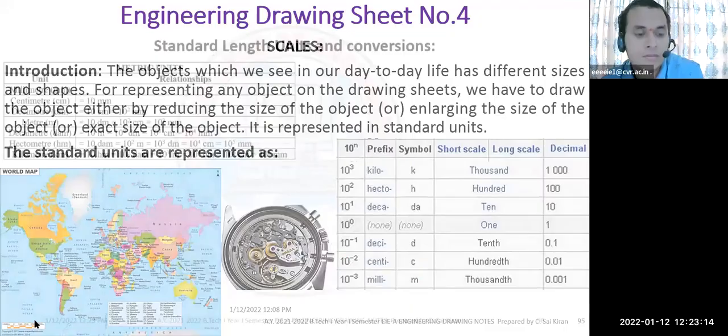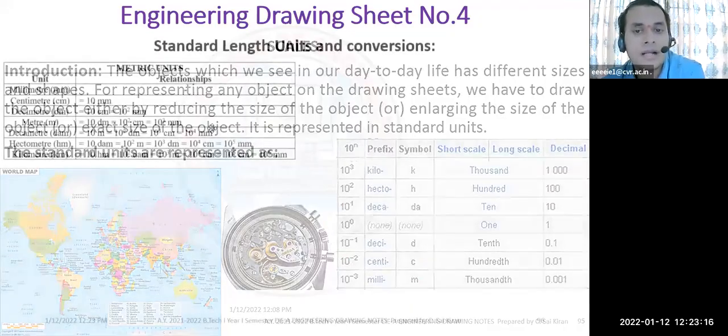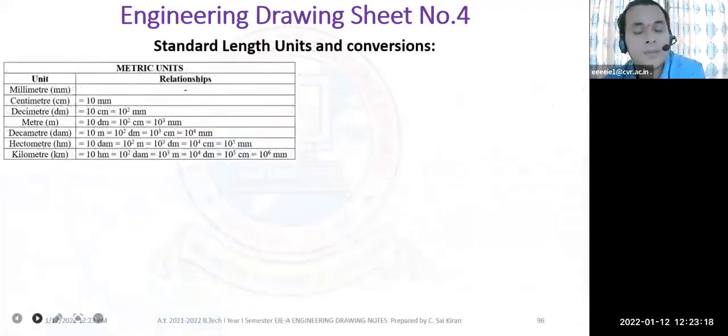So there are two types of units: metric units and imperial units. A few countries use metric units, and a few countries use imperial units. I gave the relationship between meter, decimeter, centimeter, millimeter, and between meter, decameter, hectometer, kilometer, in terms of millimeters. Suppose I'm taking millimeter as the standard one.